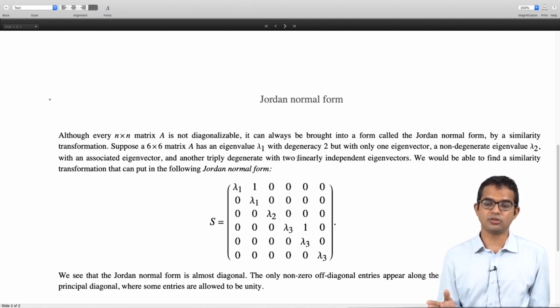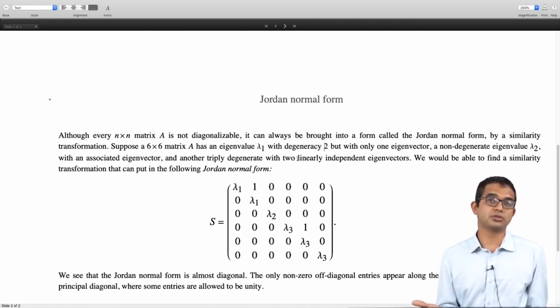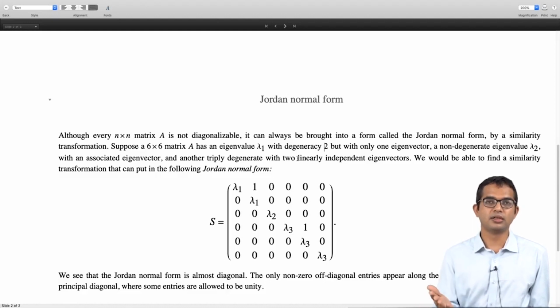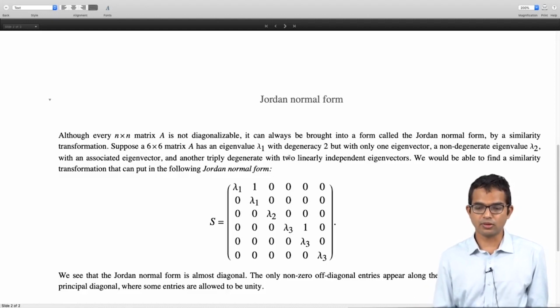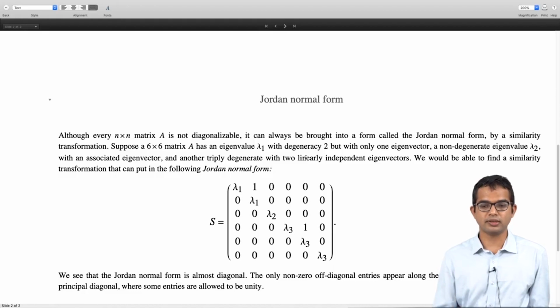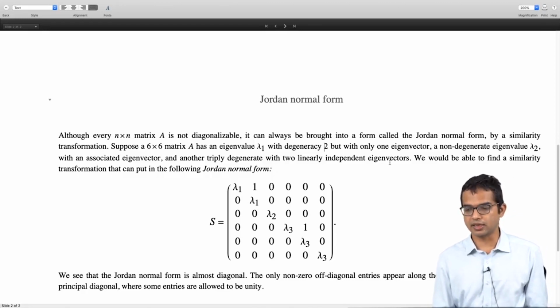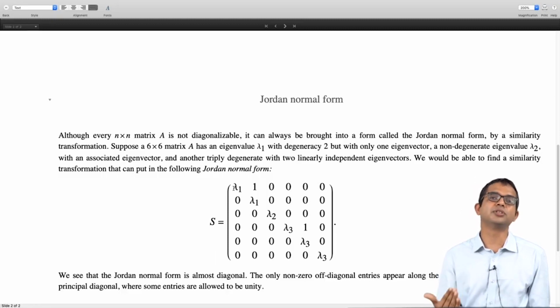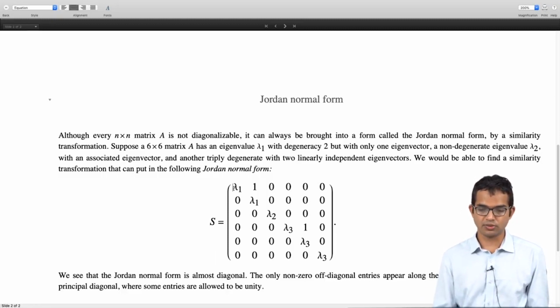Here you have the choice that you may have just 1 or 2 or 3 eigenvectors. If it's all 3, then it's the usual case. But just to illustrate what happens in this somewhat complicated case, I've taken this to be triply degenerate, and let's say you have two linearly independent eigenvectors. Then there is a similarity transformation you can find such that you can put it in this form.